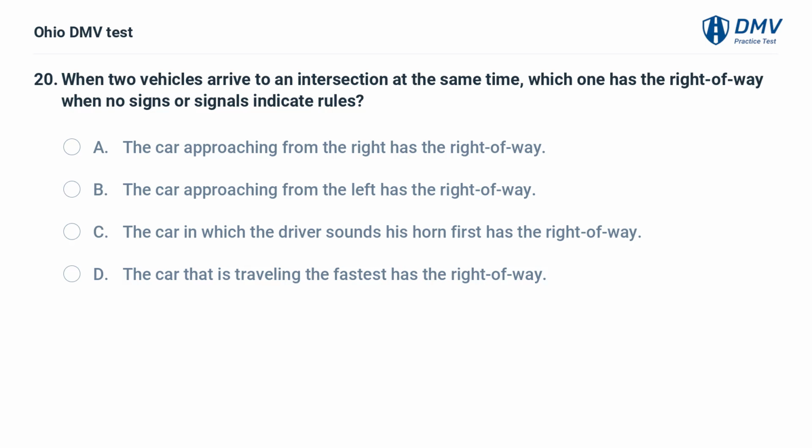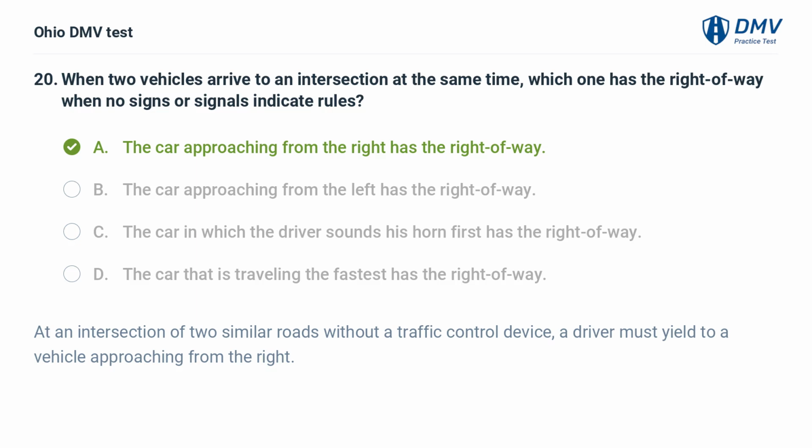When two vehicles arrive at an intersection at the same time, which one has the right of way when no signs or signals indicate rules? A. The car approaching from the right has the right of way. B. The car approaching from the left has the right of way. C. The car in which the driver sounds his horn first has the right of way. D. The car that is traveling the fastest has the right of way.